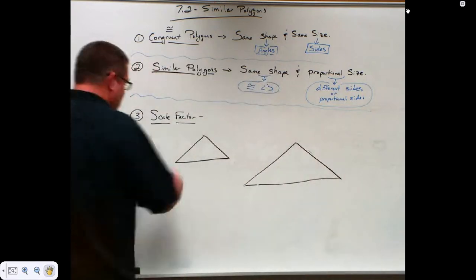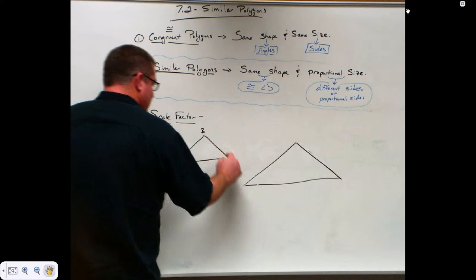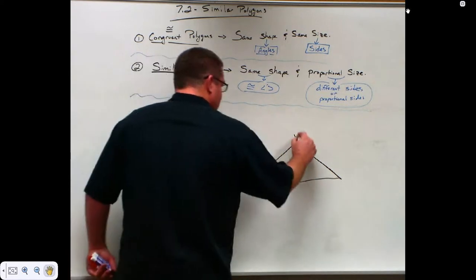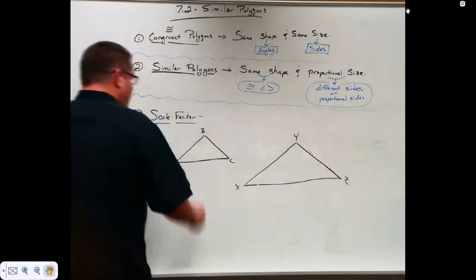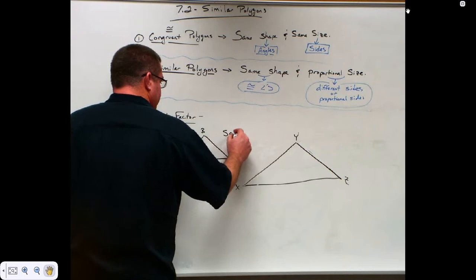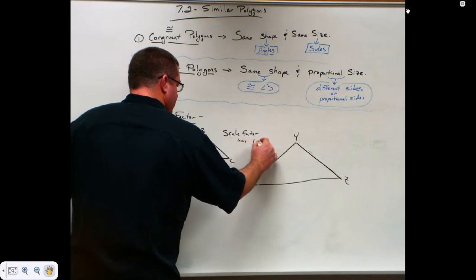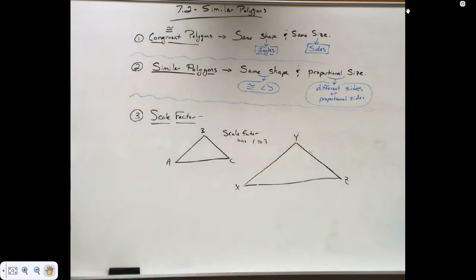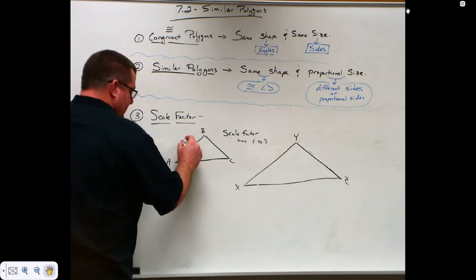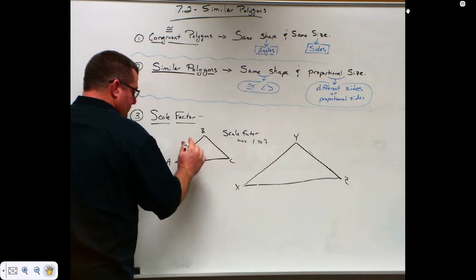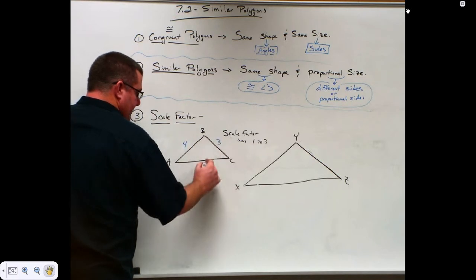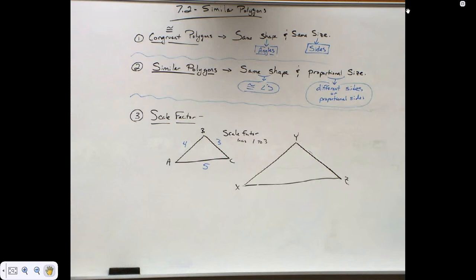Okay, we'll call this triangle A, B, C. Call this triangle X, Y, Z. What if I said your scale factor was 1 to 3, and I told you that the length of this side was 4, this one was 3, and this one was 5? What would the sides of the other triangle be?